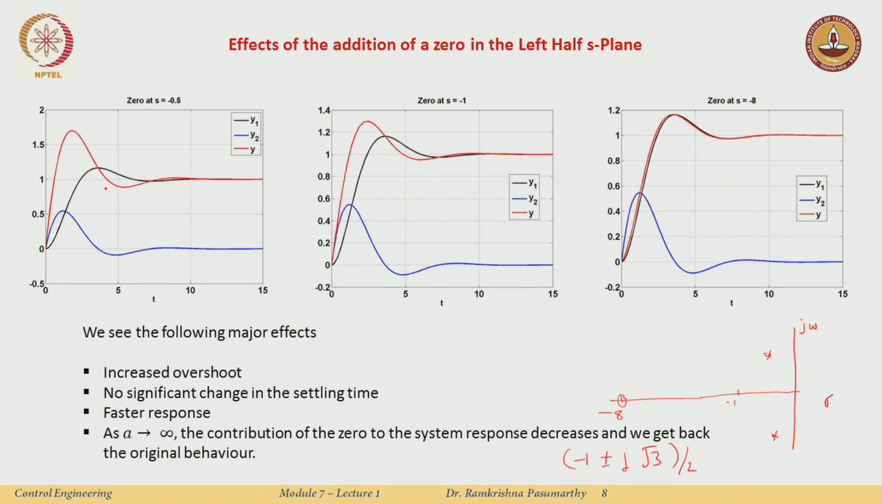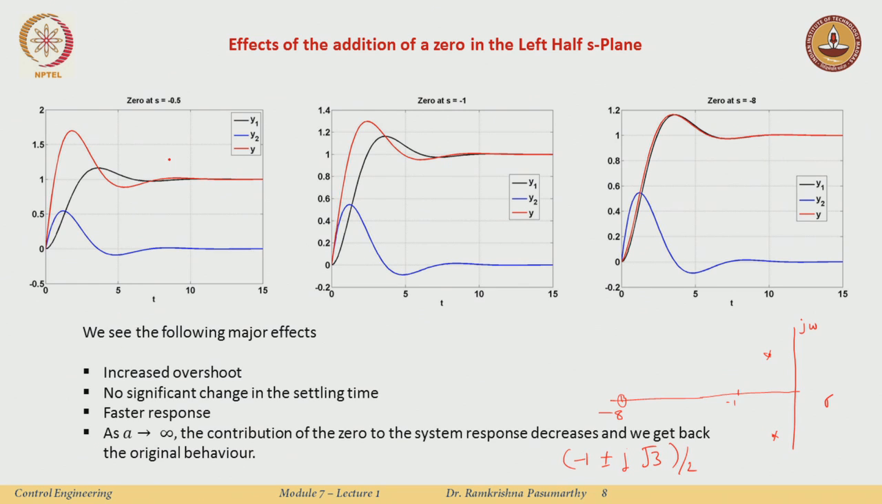Now, let us compare these 3 plots. As the 0 is closer to the origin, the difference is quite big between the original response in the black curve and the response in the red, which is the effect of adding a 0 at s equal to minus 0.5. If I add a 0 at s equal to minus 1, there is still some effect, but the curves get much closer. I add a 0 very far at s equal to minus 8, and the response is more or less the same. In a way I can just say I do not add the 0, and nothing changes.